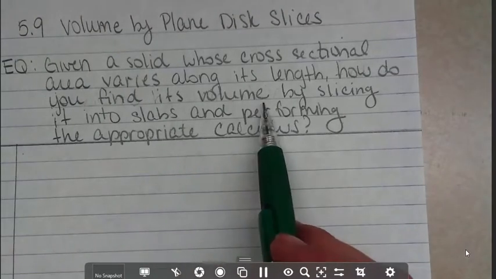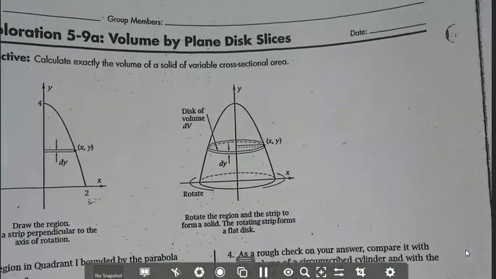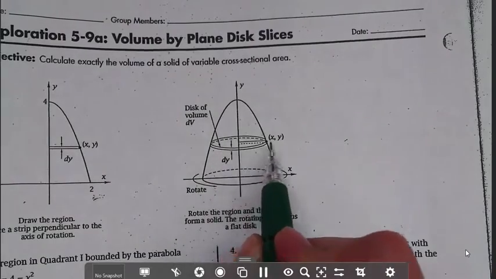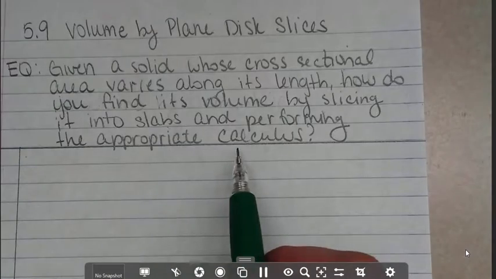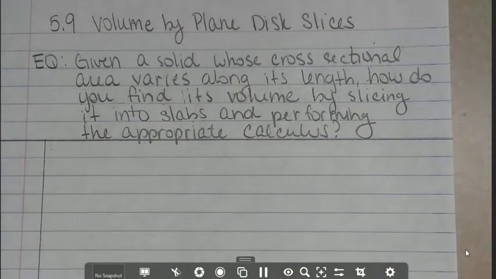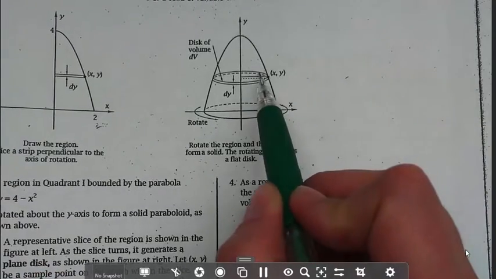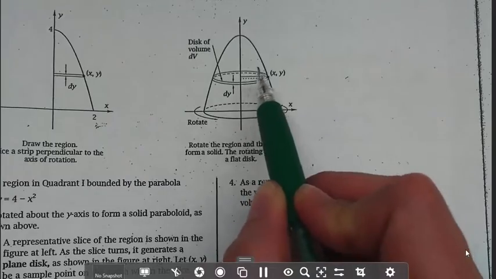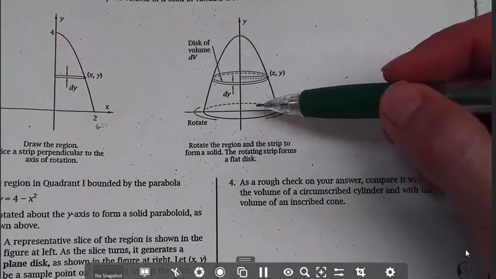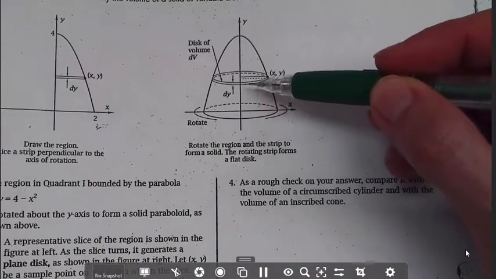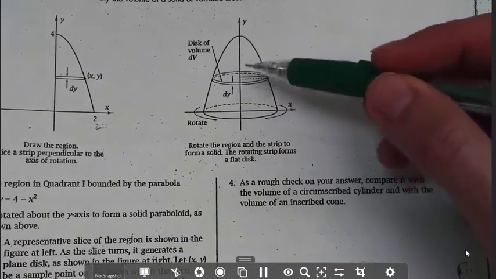How do you find its volume? By slicing it into slabs. We're actually going to slice it up into slabs, or I call them discs, and perform the appropriate calculus. So hopefully you're thinking, the appropriate calculus, I want some area under a curve here. Actually, not only area, I want some volume under this curve, because it's three-dimensional. So if you relate this back to area under a curve, we're going to need to do some definite integrals from one spot to the next, along the height of this.